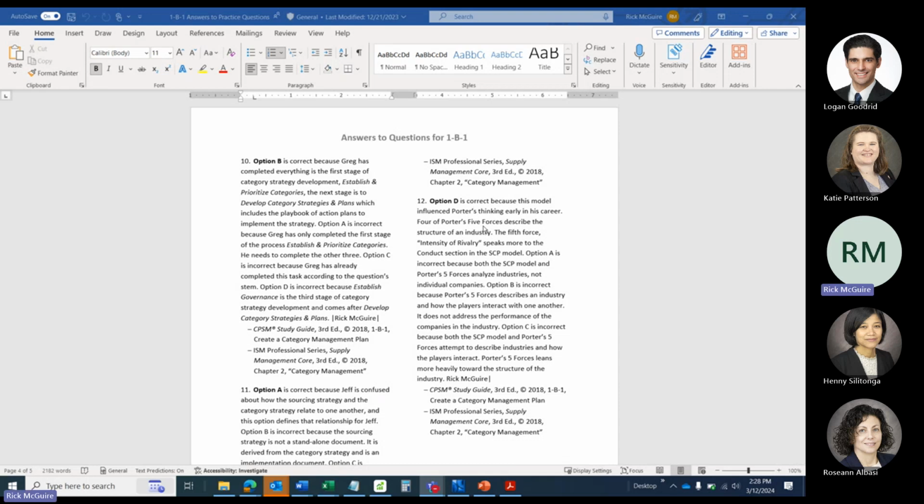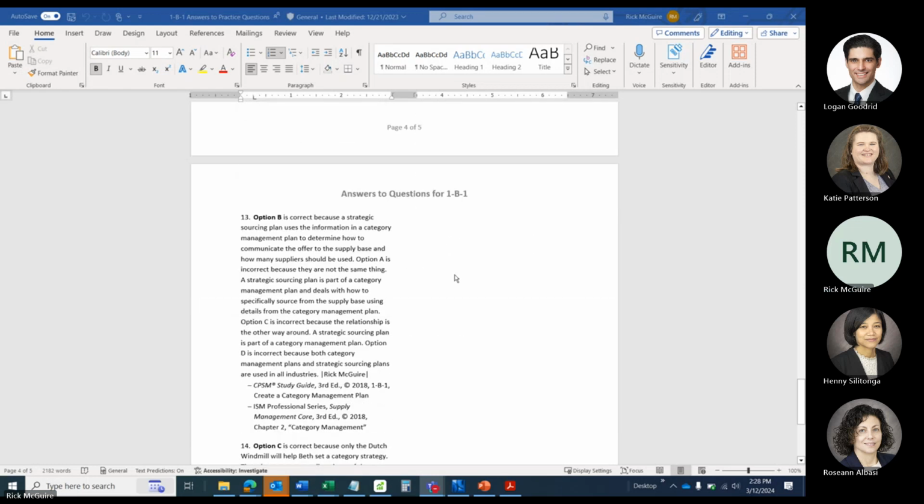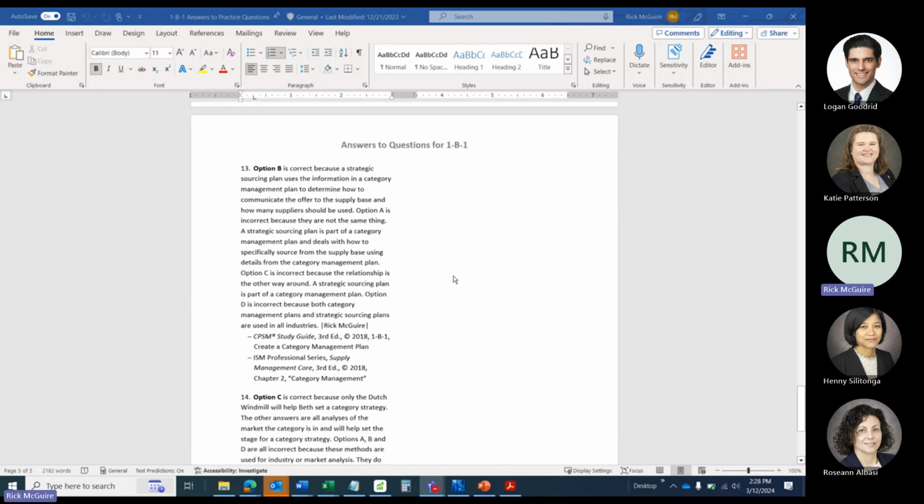12 is Delta. This model influenced Porter's thinking early in his career. So Porter's model is really the structure piece of the SCP model. And 13 is Bravo. The strategic sourcing plan uses information in the category management plan to determine how to communicate the offer to the supply base and how many suppliers should be used.